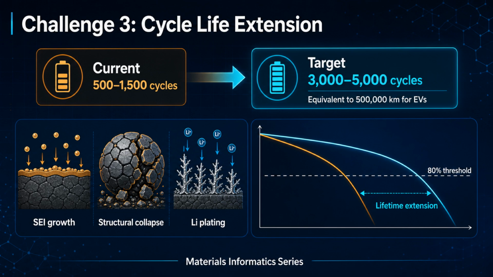Battery cycle life must improve dramatically. Current batteries last several hundred to over 1,000 cycles before reaching 80% capacity retention. The target is several thousand cycles, equivalent to hundreds of thousands of kilometers for an EV. Degradation mechanisms include layer growth consuming lithium, structural collapse of cathode materials, and lithium plating during fast charging.